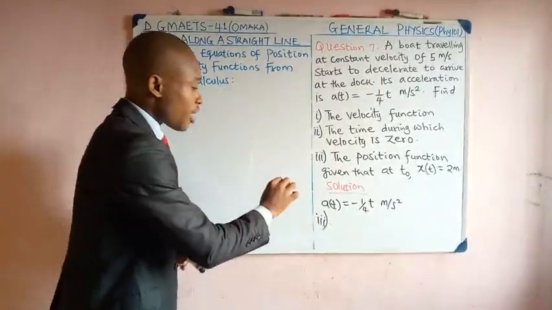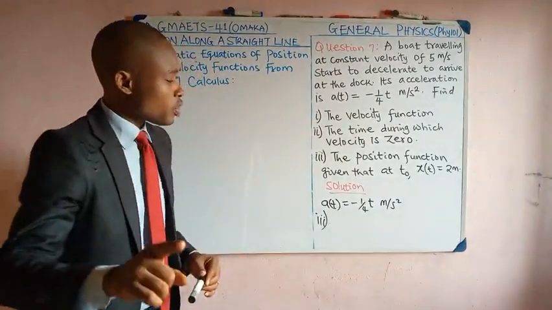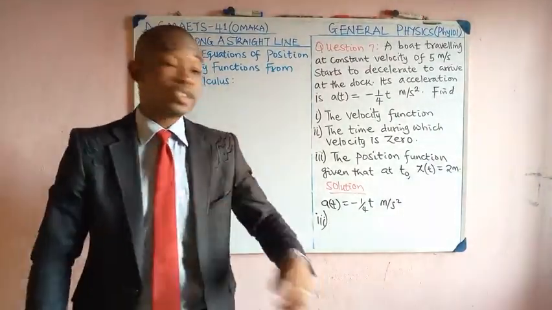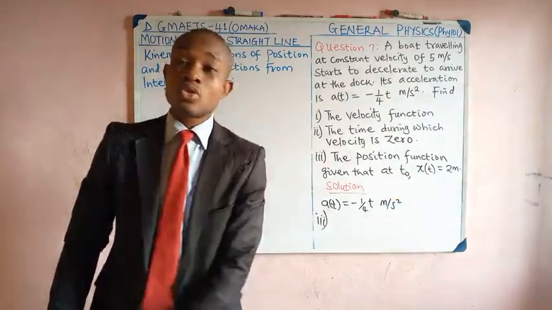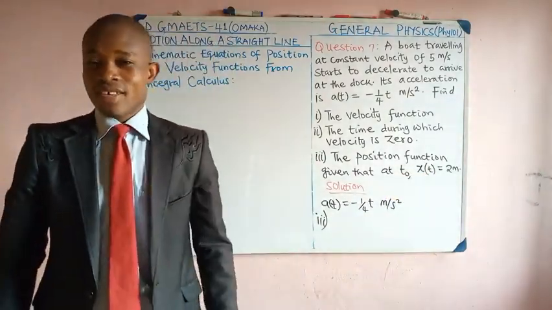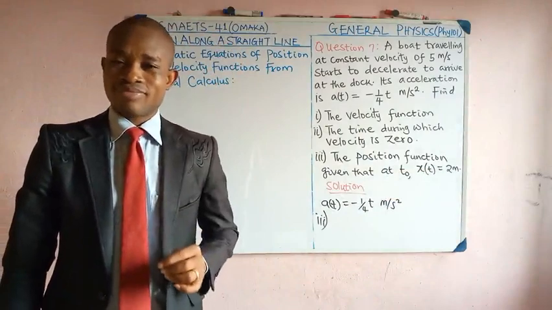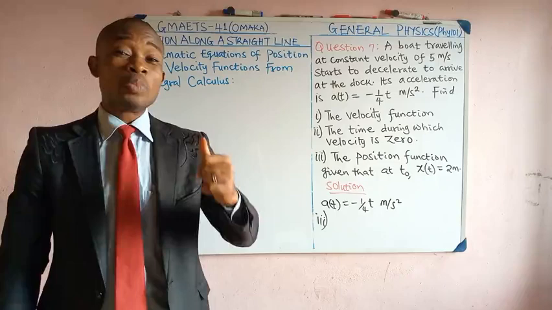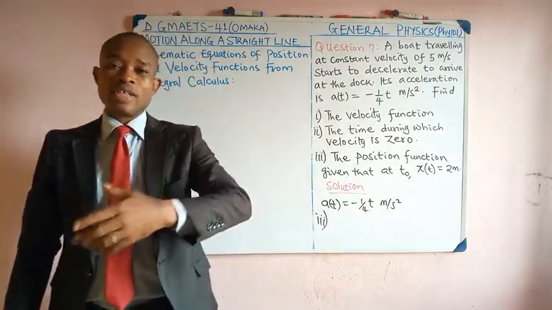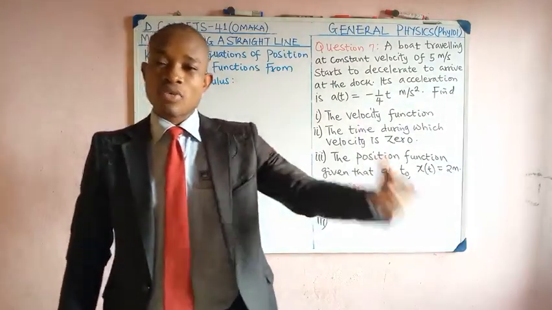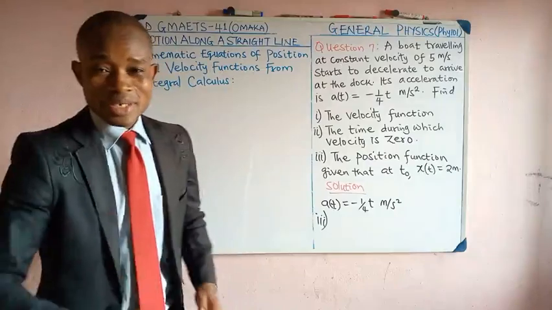I want to look at the third part of this question, where we have to determine the position function given that at the initial time t0, x of t will be equal to 2 meters. How do we solve this problem? Remember, we already obtained the velocity function, and you know that position or displacement can be obtained from the integral of velocity. So that's what we're going to do.